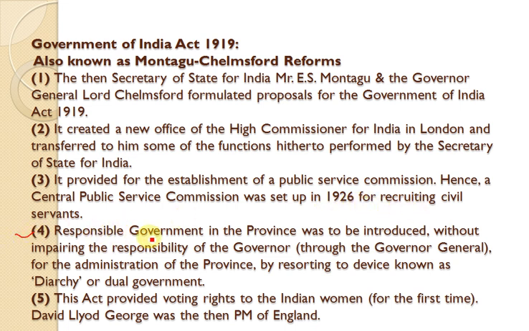Responsible government in the province was to be introduced without impairing the responsibility of the governor through the governor general for the administration of the province by resorting to a device known as diarchy or dual government. This act provided voting rights to the Indian women for the first time, and David Lloyd George was then Prime Minister of England.